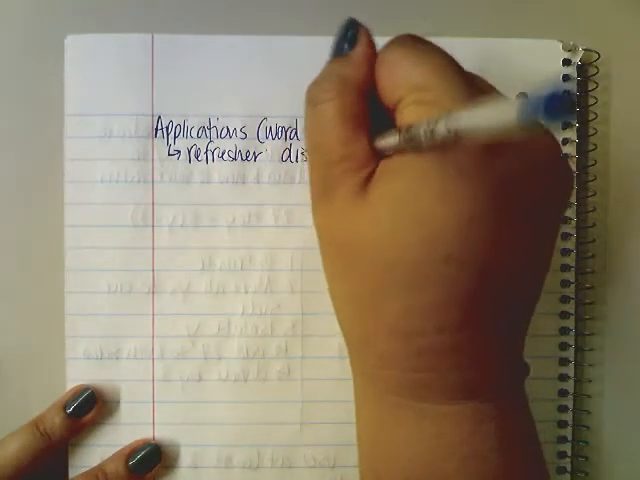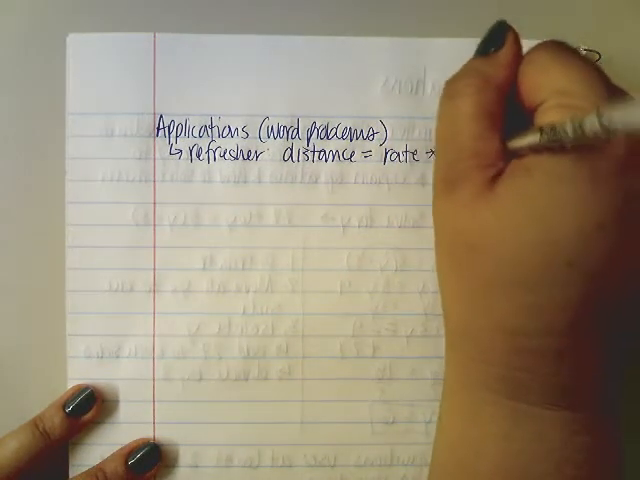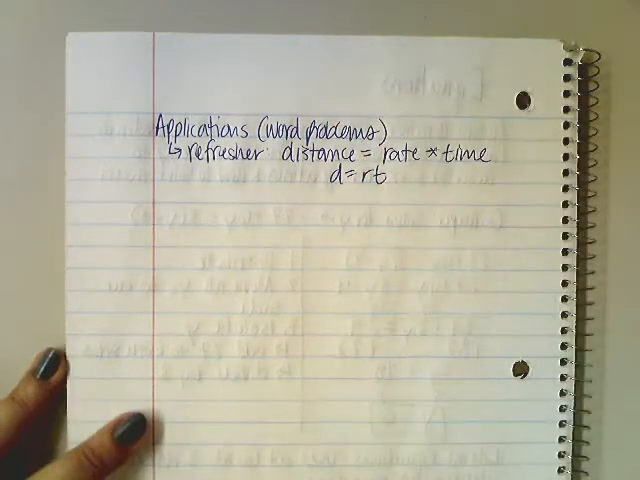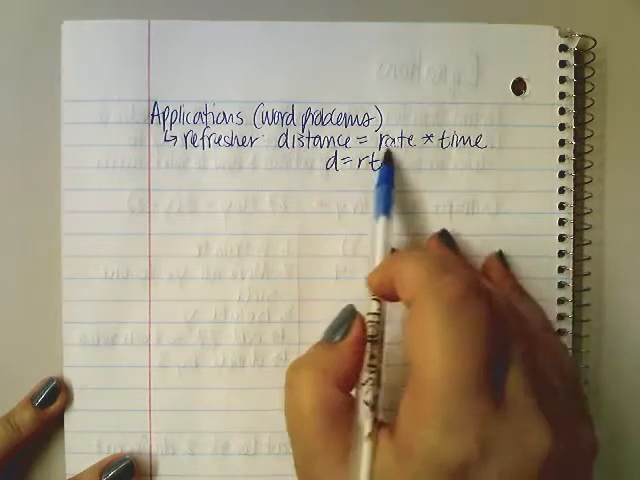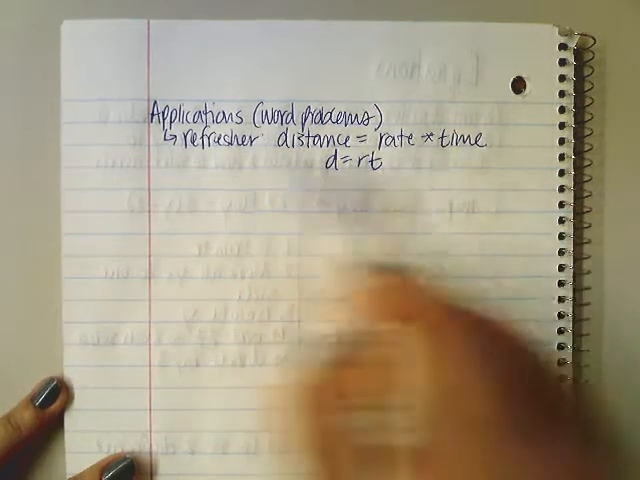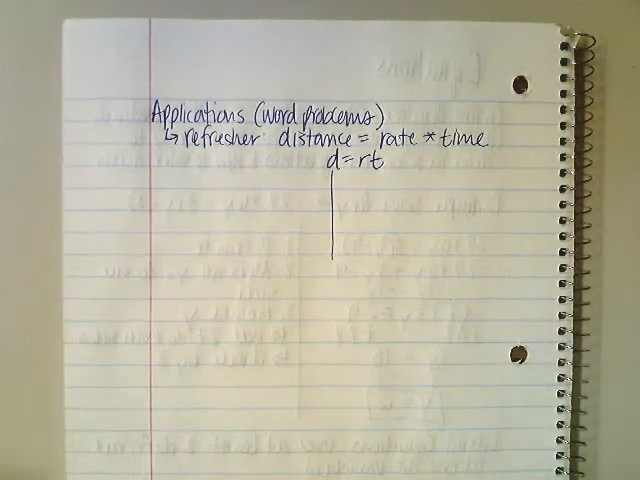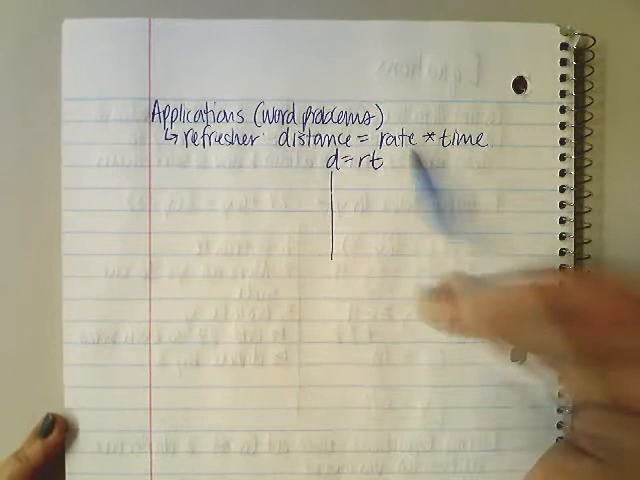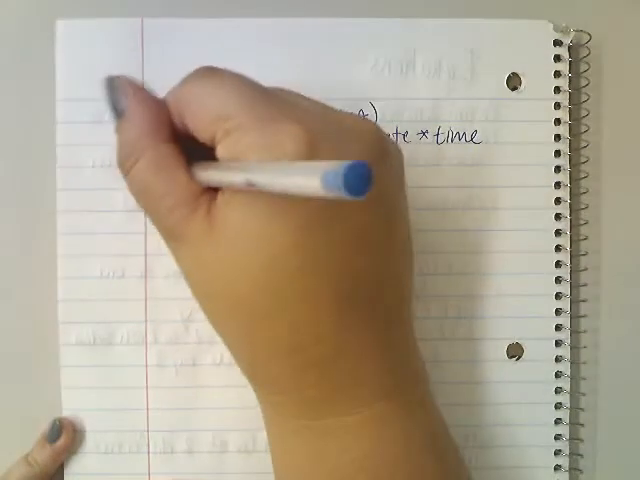Distance is equal to rate times time, or D equals RT. So if you have forgotten that, or if you've never seen it, distance is equal to rate times time. That's a really useful equation that we can use for a lot of the problems you're going to see. Not all problems we'll see in this lesson will involve distance, rate, and time, but several of them will.